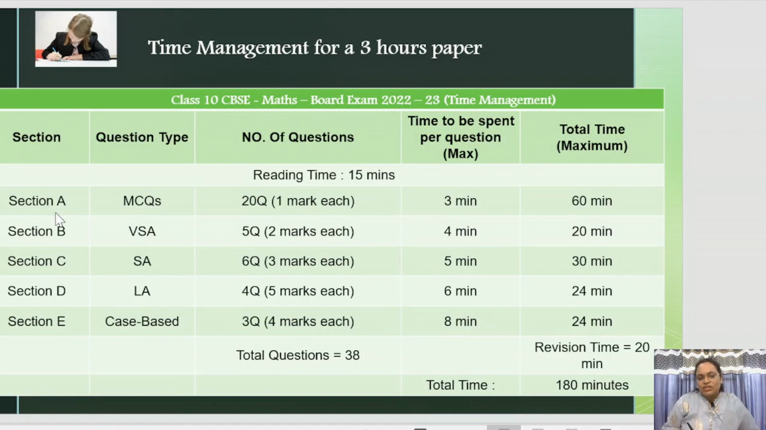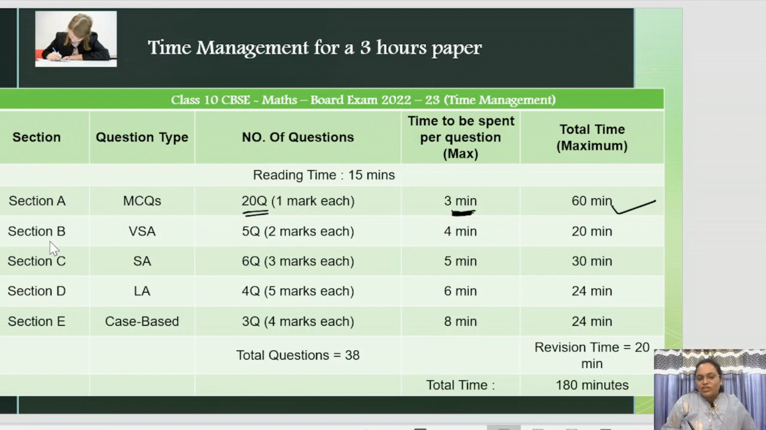The first section is Section A. You will have MCQs, 20 questions, and each question carries 1 mark. The maximum time you can spend on each question is 3 minutes. If you spend 3 minutes on each question, the 20 questions should be completed in 60 minutes. Not more than 60 minutes for Section A.